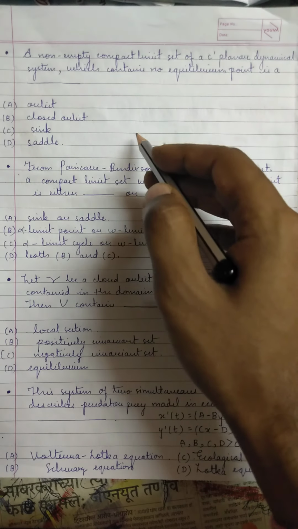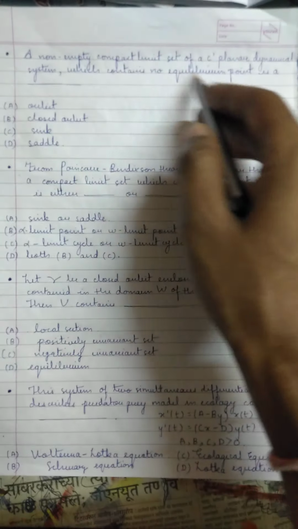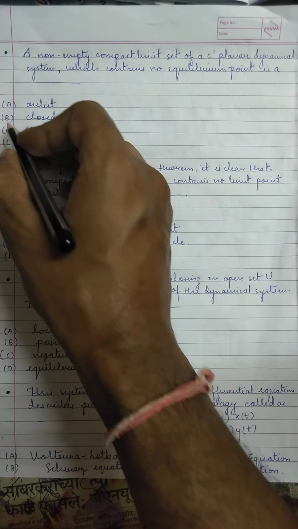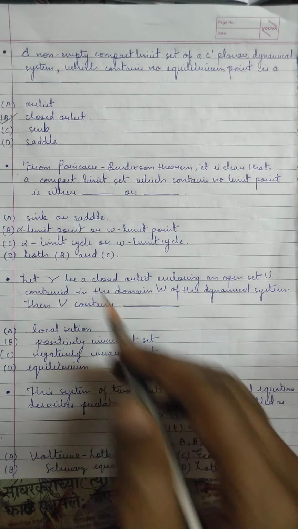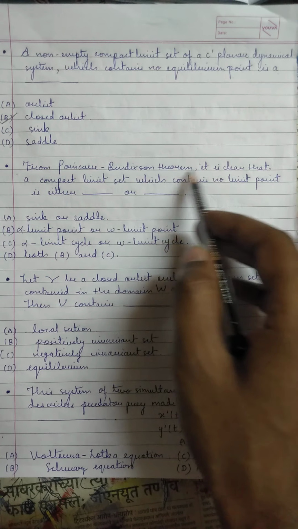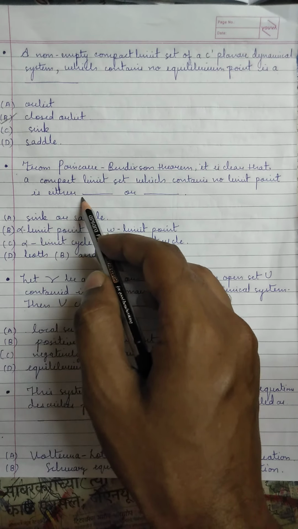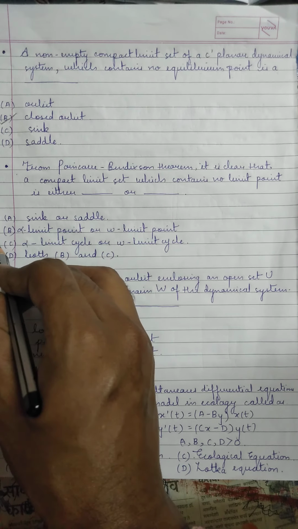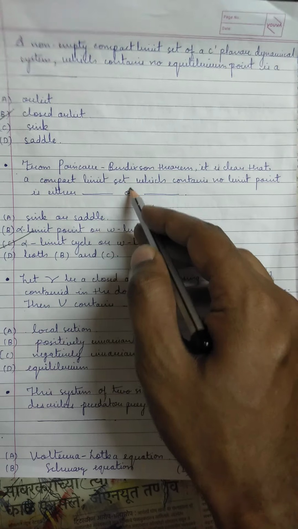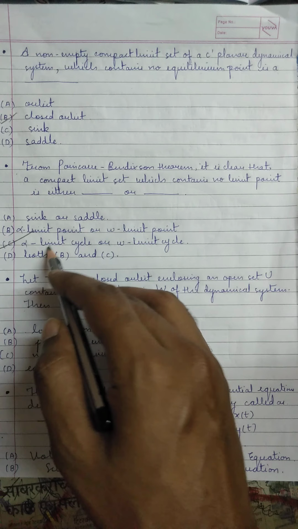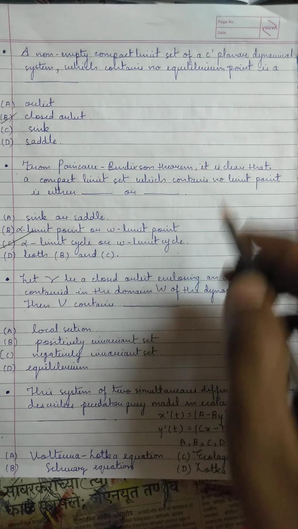Now the last four. A non-empty compact limit set of a C1 planar dynamical system which contains no equilibrium point is a closed orbit. This is the statement of the Poincare-Bendixson theorem. Next, from the Poincare-Bendixson theorem, it is clear that a compact limit set which contains no equilibrium point is either an alpha limit cycle or an omega limit cycle. This is the same statement, an application of the Poincare-Bendixson theorem.